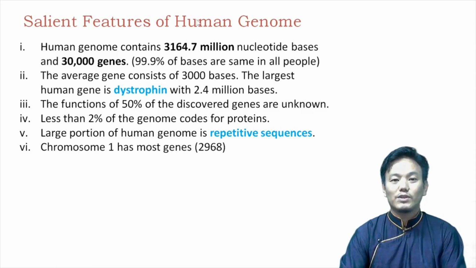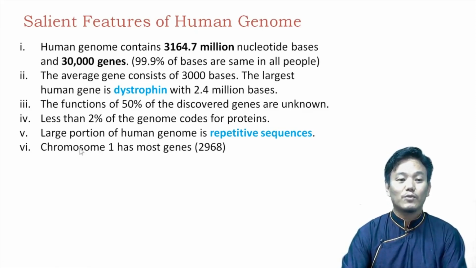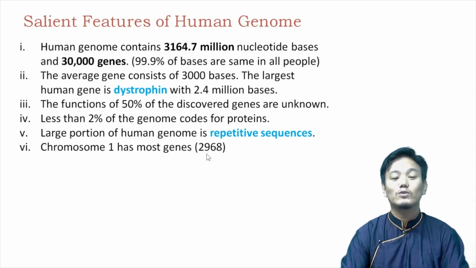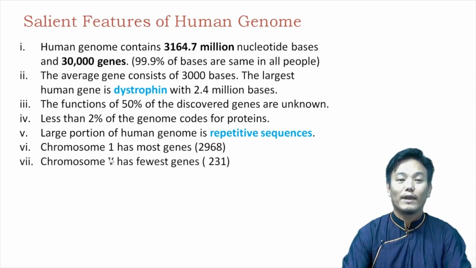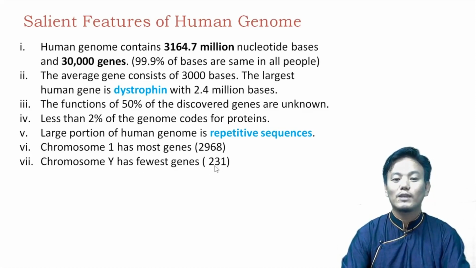Some extra information that people found from the Human Genome Project was that chromosome number 1 has the most genes, about 2,968 genes. And the Y chromosome, the sex chromosome present in human males, has the fewest genes. On the Y chromosome, there are only 231 genes.